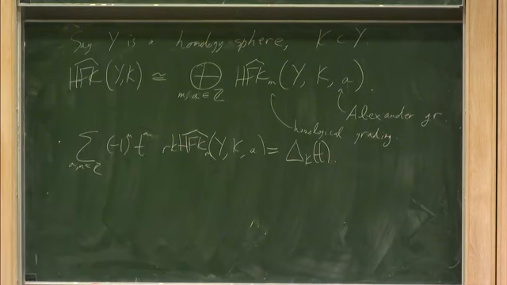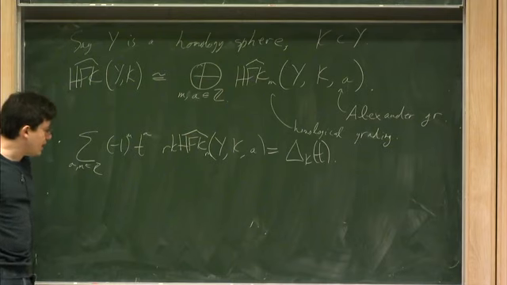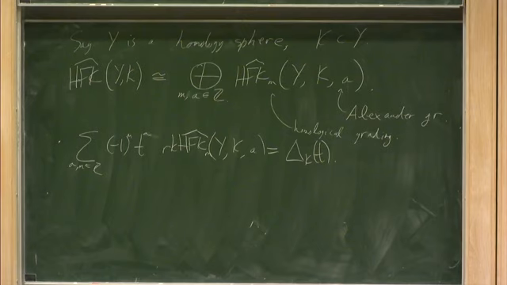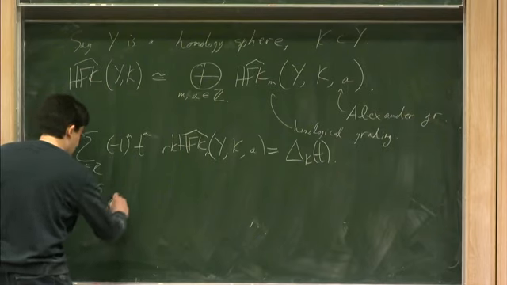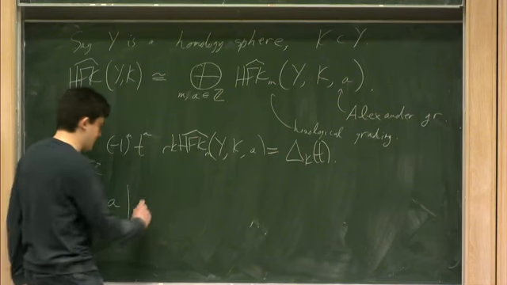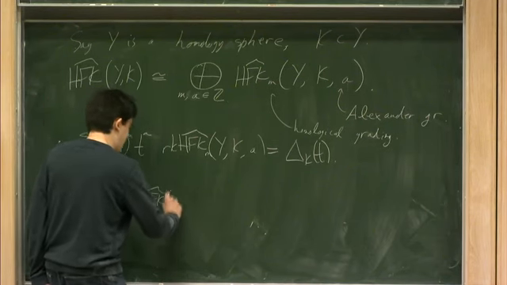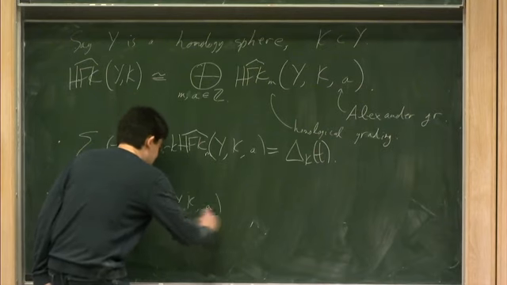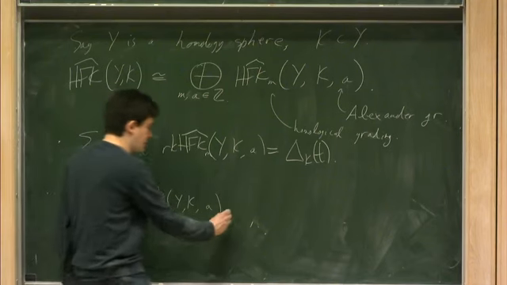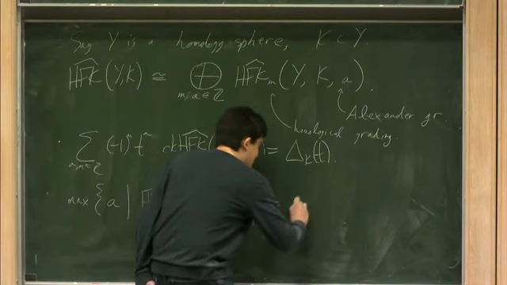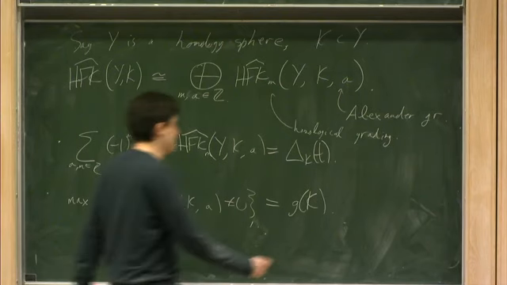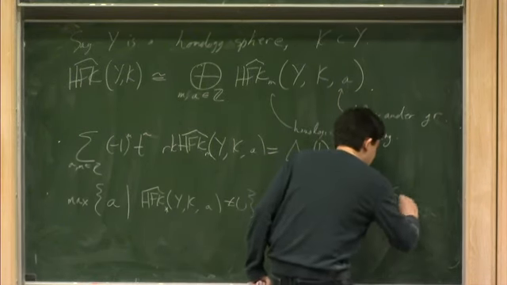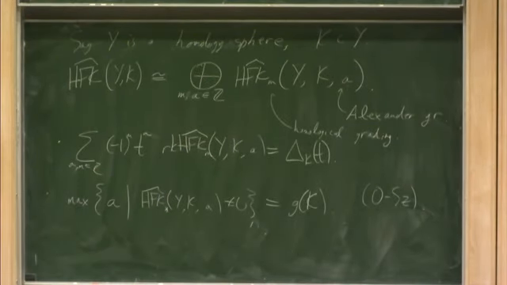And not only do you see such a lower bound, but it turns out that the maximum of A, over all Alexander gradings for which HFK hat of (Y, K) in that Alexander grading, summed over all homological gradings, is a non-zero group, is actually equal to the knot genus. So knot Floer homology detects the genus. This is a fact of Ozsváth and Szabó. Okay, that's amazing. That means in particular that it detects the unknot.